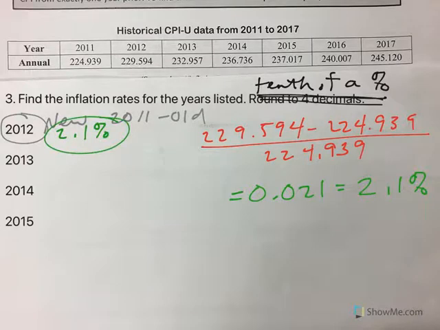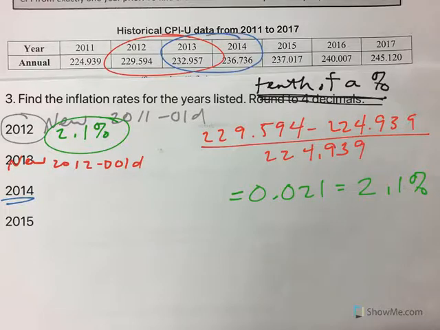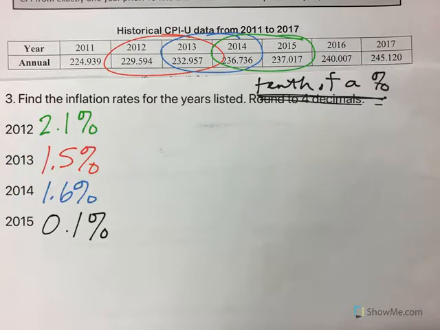Now, when you then go to 2013, that would be new, and then 2012 would be old, and you do the same thing, right? You do the same, new minus old, except for the next one, you're using this value. When you get to 2014, you're using these two, and when you get to 2015, you're using these two. So go ahead and hit pause, try those things, and then come back and check your answers.